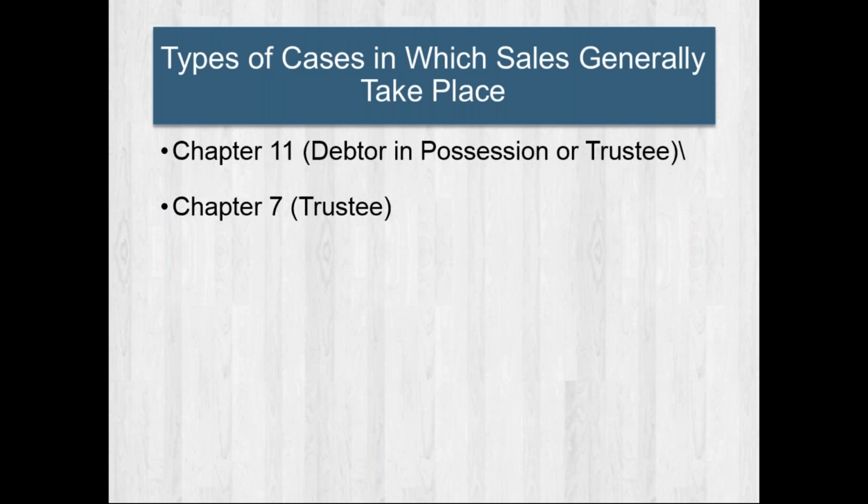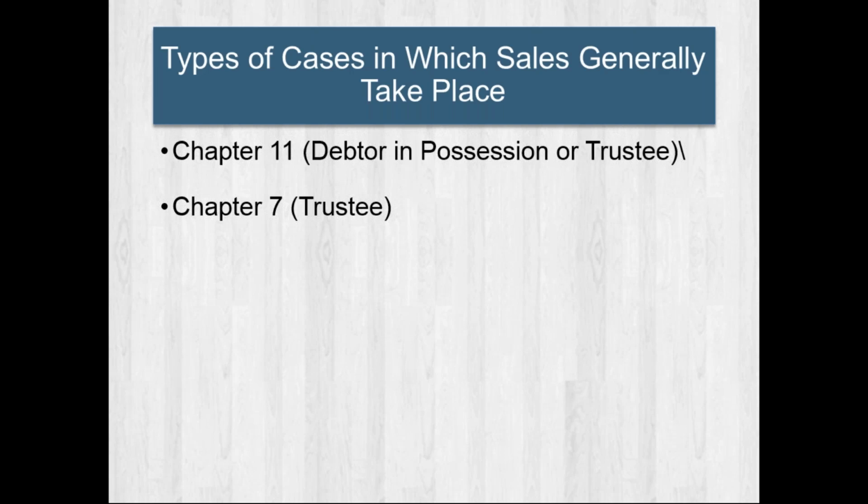We mentioned Chapter 11 and Chapter 7 in the outline. There actually are sales that take place in other chapters of the Bankruptcy Code, including 12 and 13, with certain limitations in Chapter 13. However, the most common place where most of us would get involved in bankruptcy sales would be in a Chapter 7 or Chapter 11. I presume most of you know the difference between 11 and 7. I'll, however, just take a moment to briefly describe.